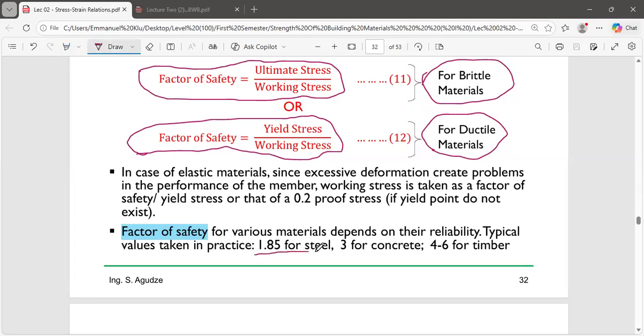Okay, you see, this is 1.85 for steel. For steel, its factor of safety is 1.85. And concrete has a factor of safety of just 3. For timber, it ranges from what? 4 to 6. Okay, exactly. You can meet some of these questions in your midterm objectives. You have to be able to know the right answer to select because you have been taught.